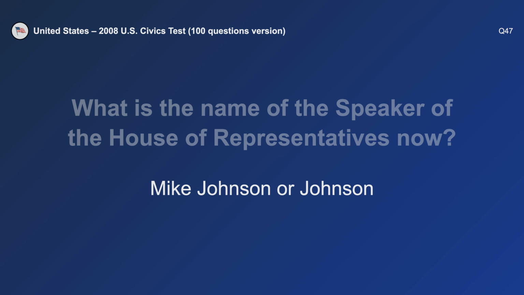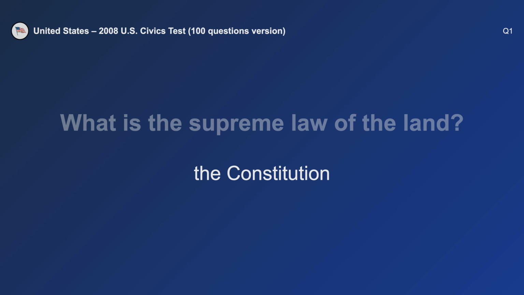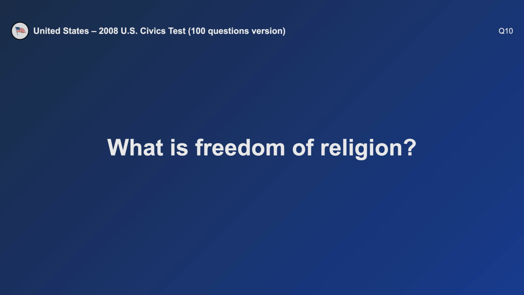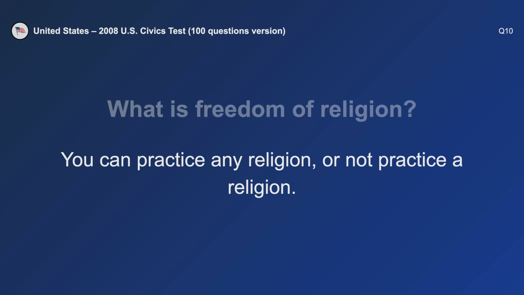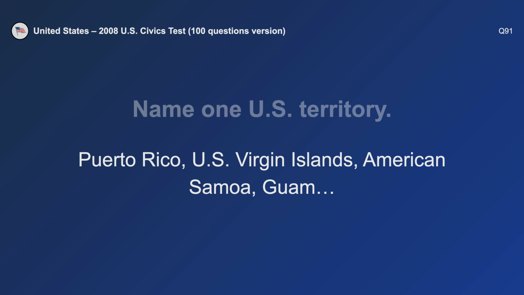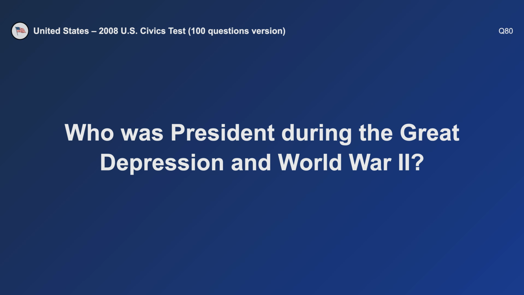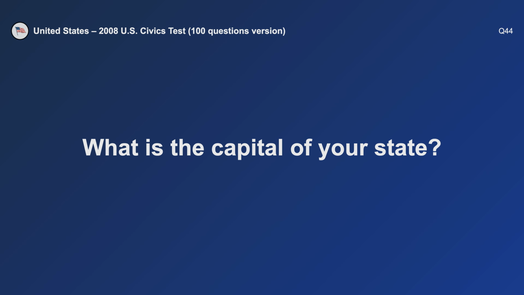Mike Johnson. What is the supreme law of the land? The Constitution. What is freedom of religion? You can practice any religion or not practice a religion. Name one U.S. territory. Puerto Rico. Who was president during the Great Depression and World War II? Franklin Roosevelt. What is the capital of your state?